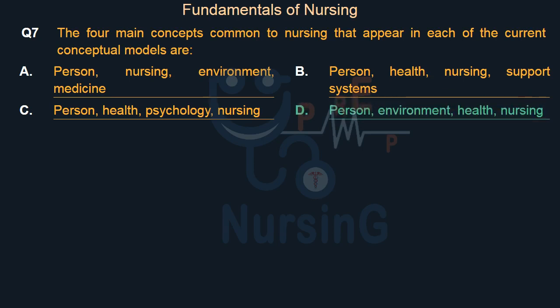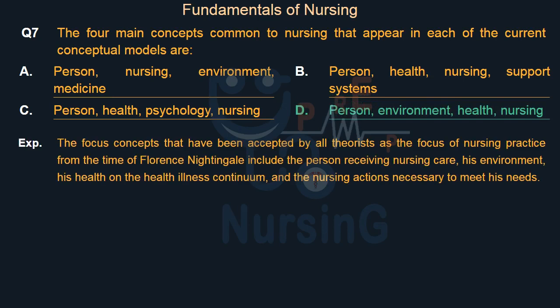Person, environment, health, nursing. The focus concepts that have been accepted by all theorists as the focus of nursing practice from the time of Florence Nightingale include the person receiving nursing care, his environment, his health on the health-illness continuum, and the nursing actions necessary to meet his needs.